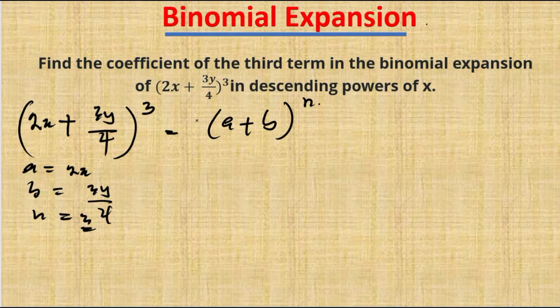Now, if I'm expanding this, I'll expand with the formula that says n combination r into a raised to power n minus r into b raised to power r. I have to be careful here because it's told me that it's in descending powers of x, and it wants me to find just the third term, not the whole expression, so you don't need to waste your time. Since it's in descending power of x, I've put a to be 2x, which is correct because I'll go from n minus r downwards.